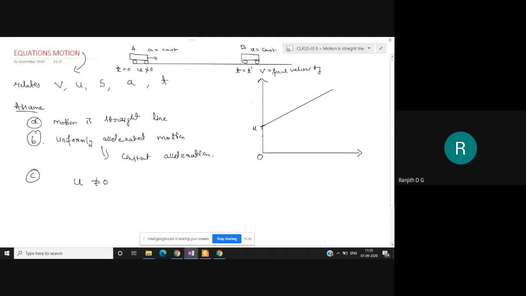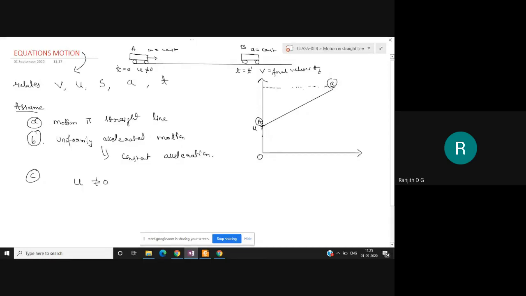This is the visualization of the things. Then if you plot the graph for this motion, you'll get this kind of graph. Because when the time was 0, the initial velocity is u, suppose 10 meter per second or 20 meter per second. It had some velocity. This is the point A which I am calling. And when it reaches the point B, the velocity of that vehicle is v.